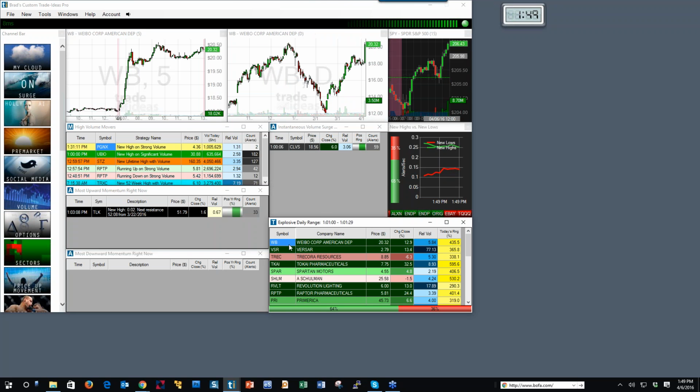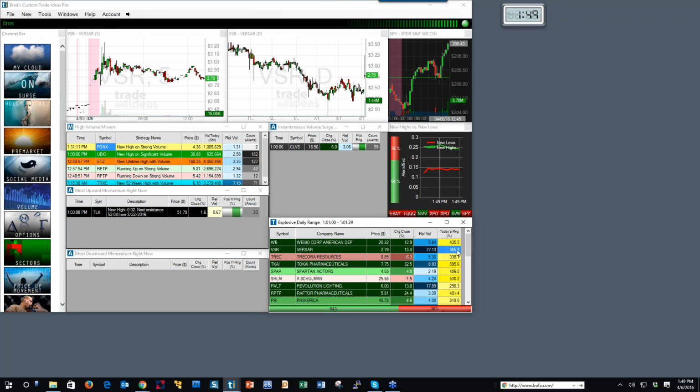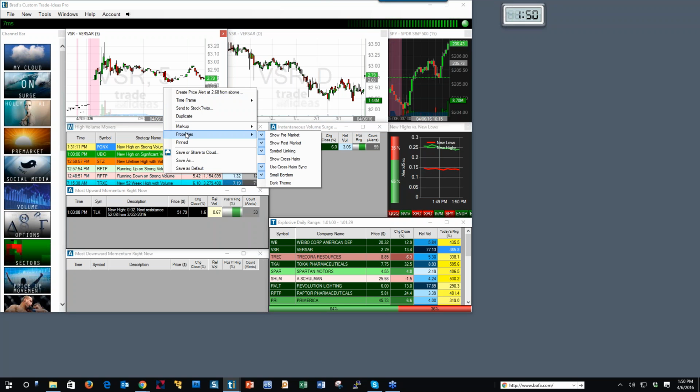So this is an interesting top list. It's looking at the range of that daily bar, today's candle. This is that column, today's range, and this WB happened to be at 435% of normal, so it's 4.3 times normal. VSR, this guy right here, happens to be 3.65 times normal. And we have some other properties in here.